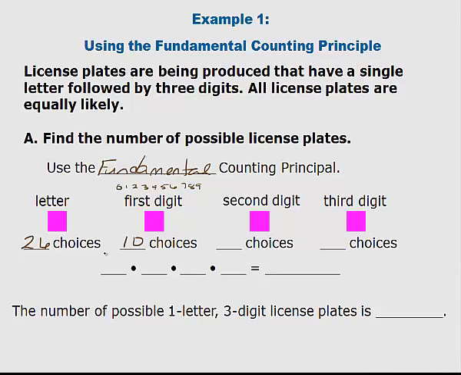Those are 10 digits. For the second digit, we have an additional 10 choices because it can be the same thing. So we have the options of 0, 1, 2, 3, 4, 5, 6, 7, 8, and 9. And likewise for the third digit. Same 10 choices. So the number of possibilities is 26 times 10 times 10 times 10, which is 26,000. So the number of possible one-letter, 3-digit license plates is 26,000.